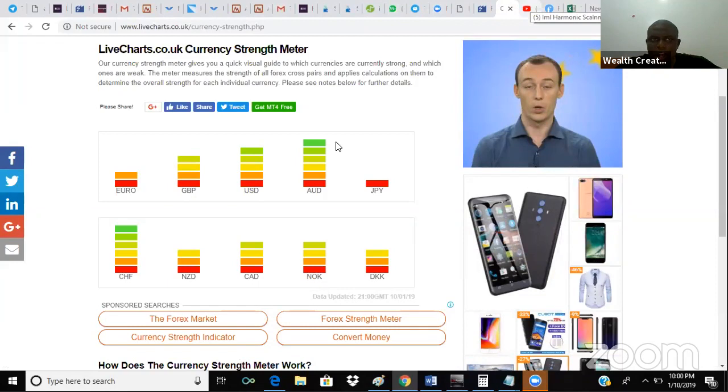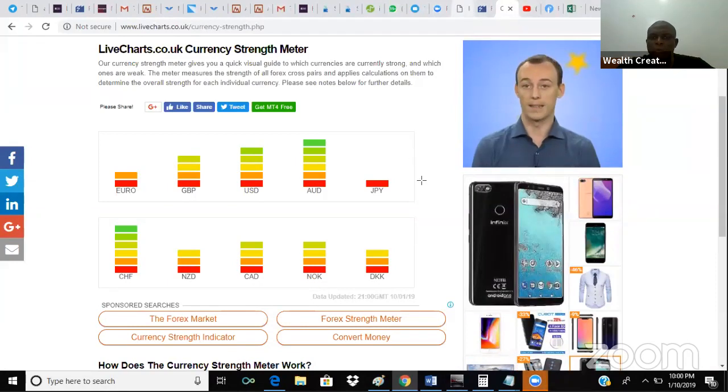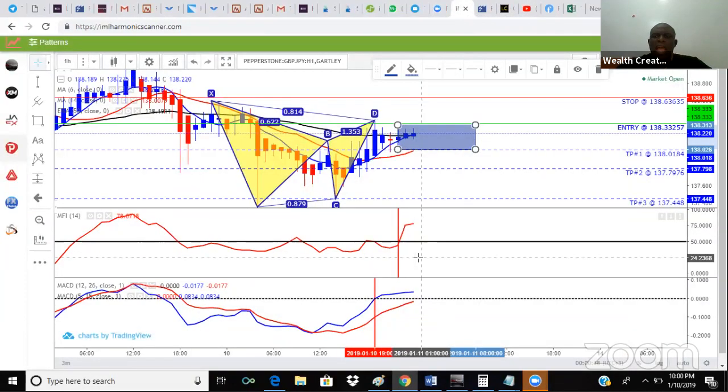I'm going to put the recording on the group now. Rewatch it and follow the steps one after the other. Number one, you check the fundamental. Number two, which is Forex Factory. Number two, you make sure all the indicators align. Number three, you check your currency strength indicator.